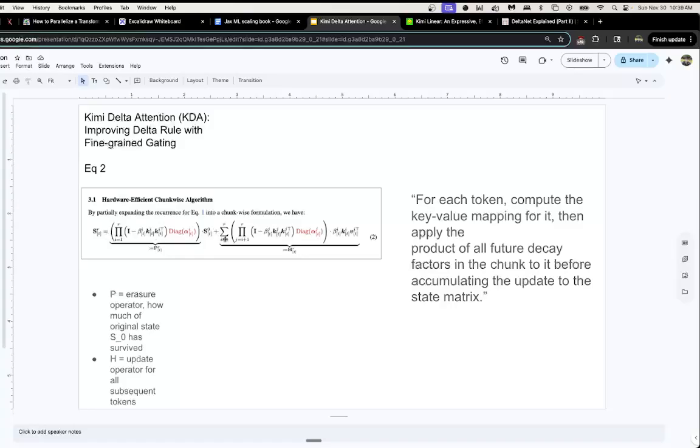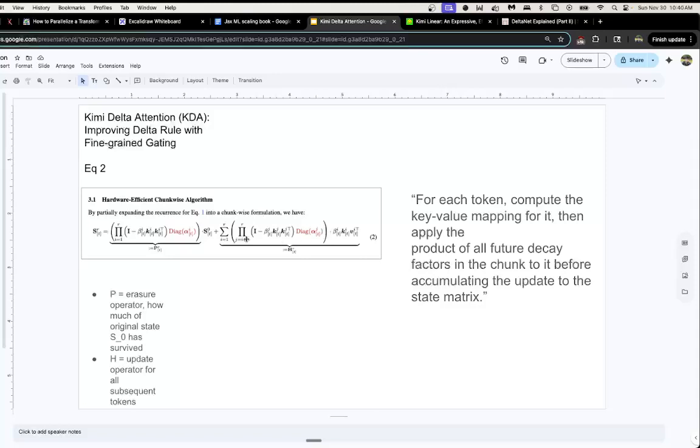And the other component is the same thing we just looked at. For every token from 1 to R, we need to look at the future decay factors, householder matrix with the diagonalized per channel decay factors applied to the actual key value mapping that we want to accumulate into the state matrix, right?